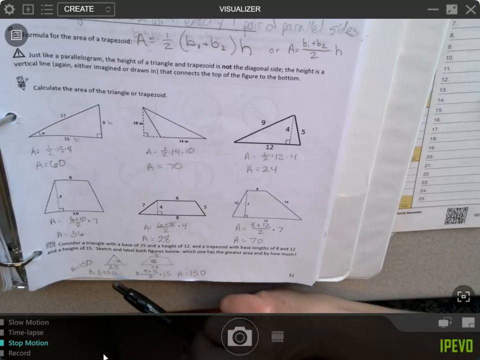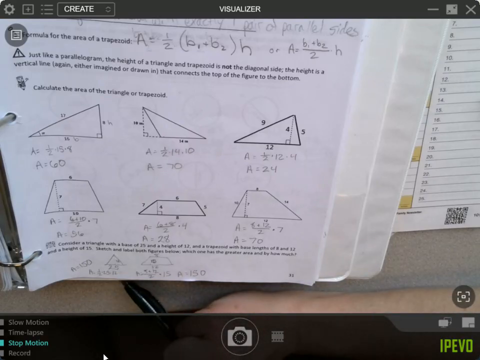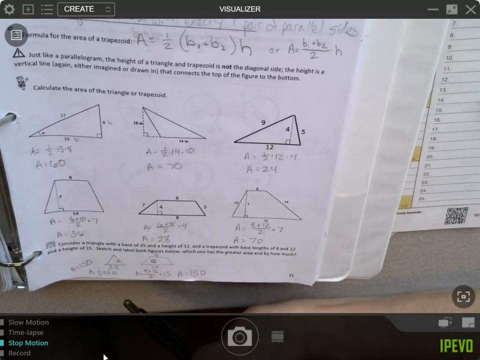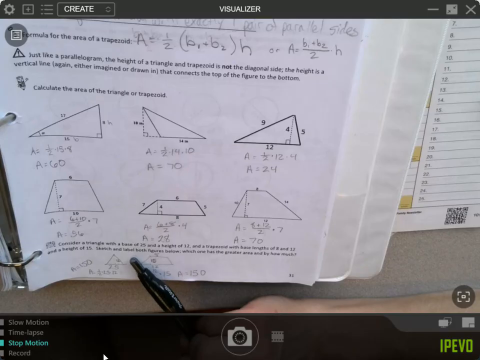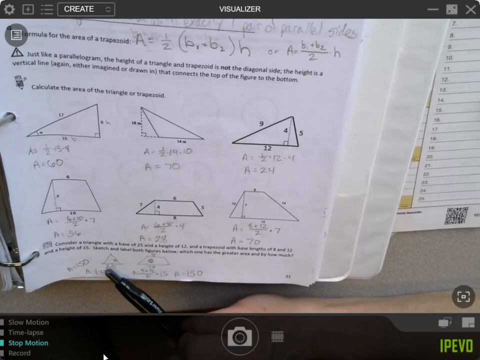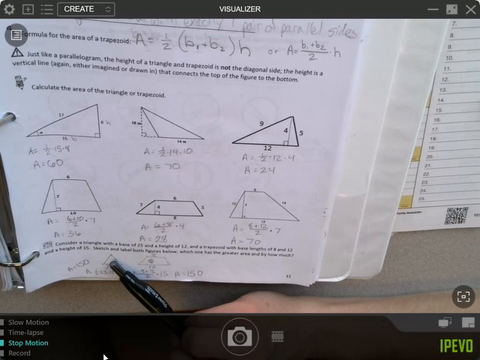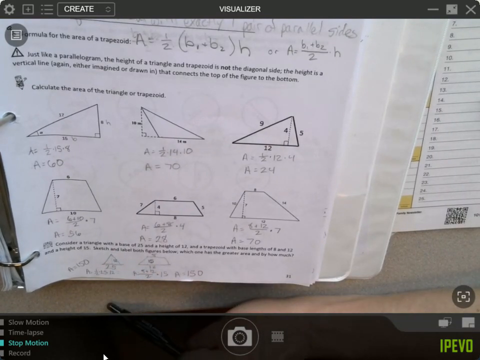Okay, on the bottom, consider a triangle with a base of 25 and a height of 12, and a trapezoid with base lengths of 8 and 12 and a height of 15. Sketch and label both the figures below, so you should have a triangle that has 25 for its base, and then going up to the point, that perpendicular line is 12.